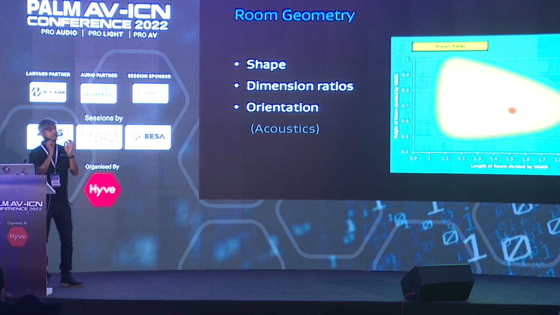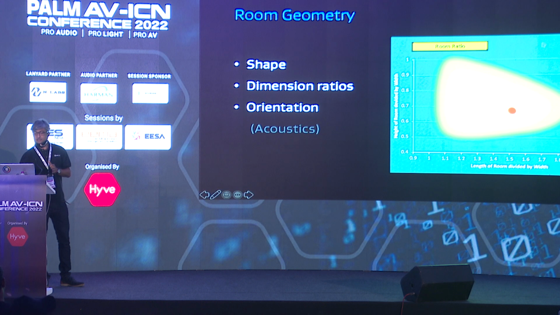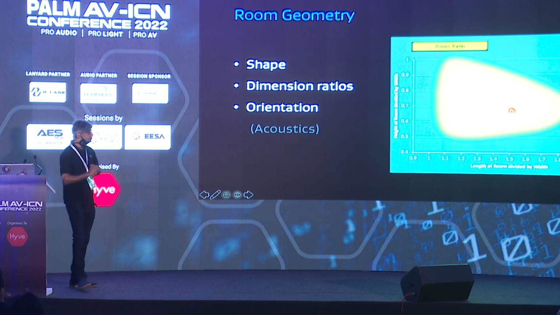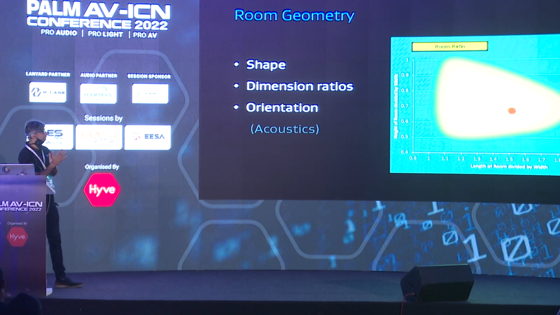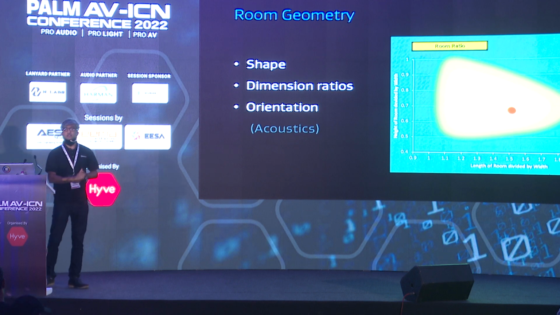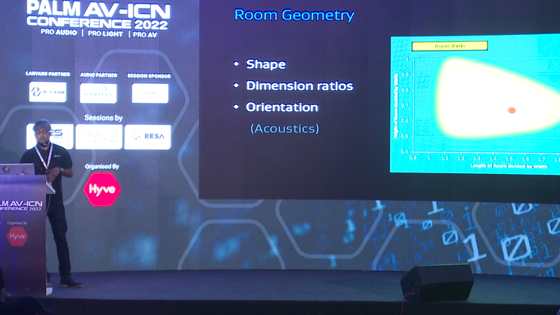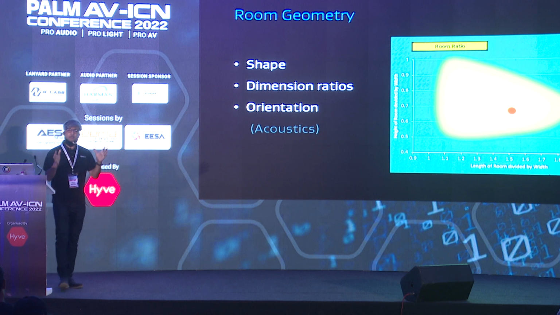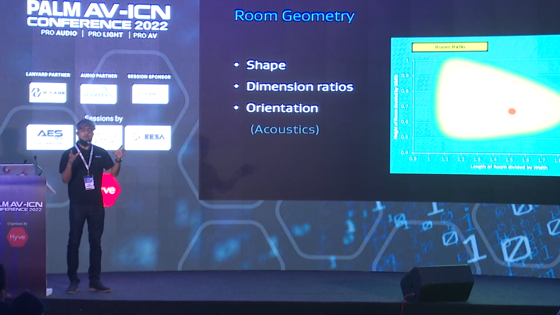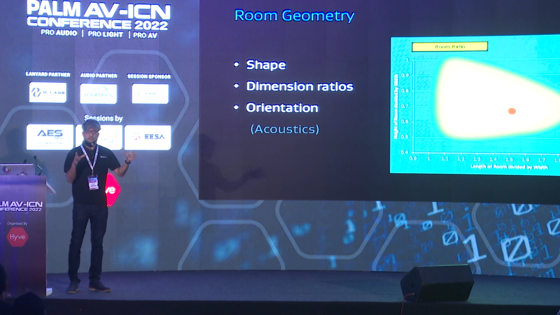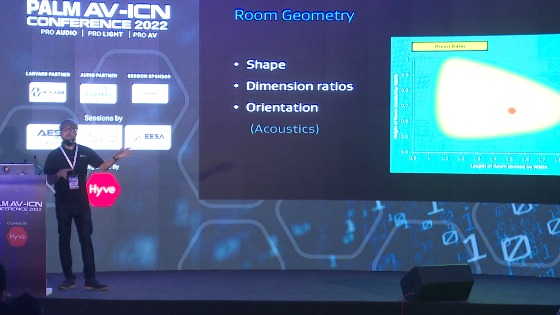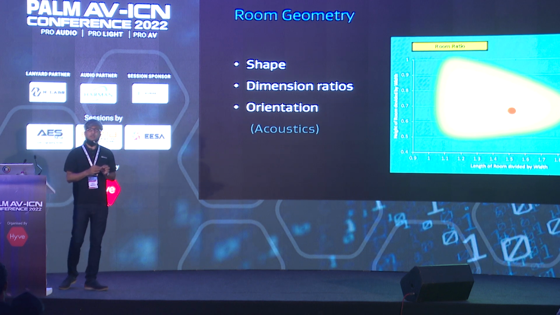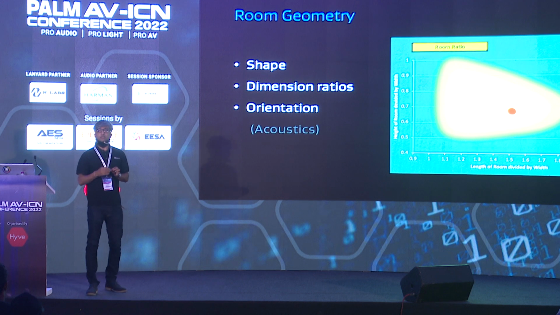And the most ideal, which may or may not be achieved, is that orange spot. If you see the two axes, it mentions the height to width ratio on the y-axis and the length to width ratio on the bottom x-axis. So basically, if you're starting to build a room from scratch, this is a very good point to start with to decide what would be the ideal room length, width, and height.